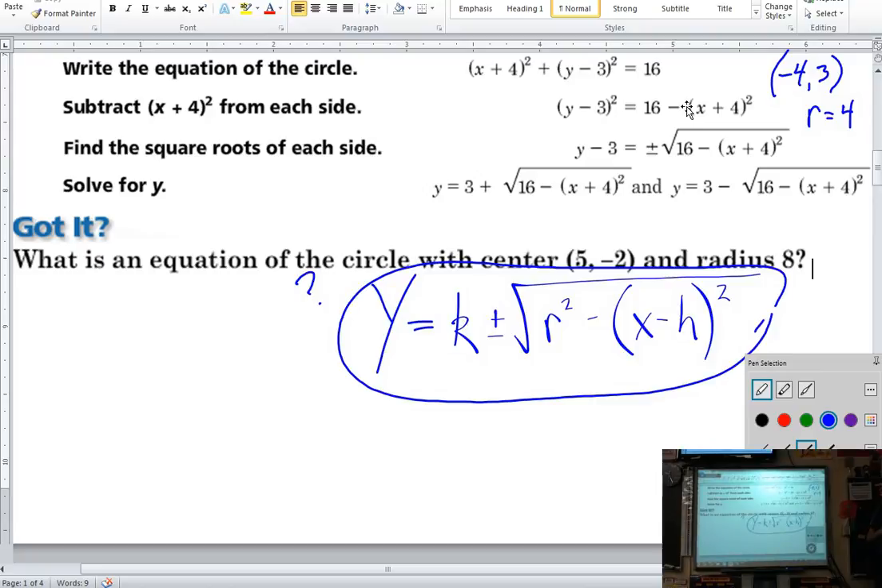When I did this problem, I ended up with y equals 5 minus x.